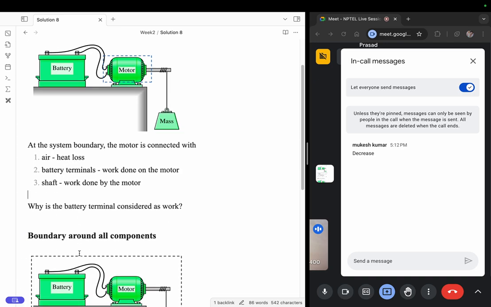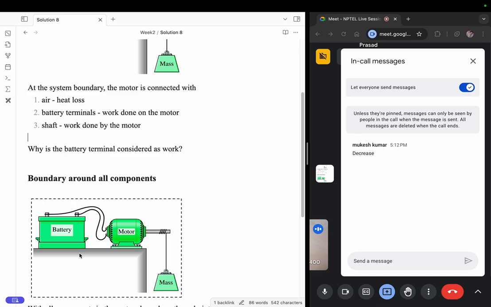Maybe I should ask the next part, then I'll understand if you understood it correctly or not. Let's say if I consider the boundary like this, I'll consider everything as my boundary, everything as my system. So what are the interactions that are happening out of the system? Whatever is happening inside of this, can I raise a weight because of whatever is happening inside?